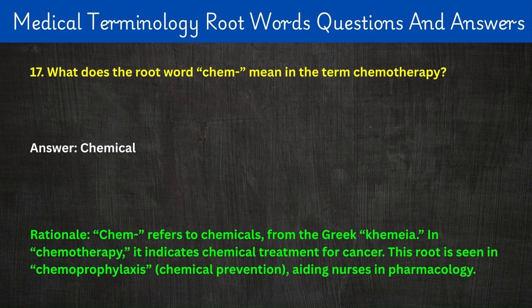17. What does the root word chem- mean in the term chemotherapy? Answer: chemical. Rationale: Chem- refers to chemicals, from the Greek chemia. In chemotherapy, it indicates chemical treatment for cancer.